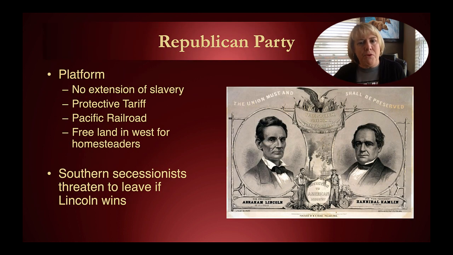At the same time, the Republicans are going to run Abraham Lincoln, and their platform is no extension of slavery. Keep slavery where it is. That's that free soil idea. They want to keep a protective tariff, which will make the manufacturers in the North happy. They want to build a Pacific Railroad, a transcontinental railroad, which is going to make people in the West happy. And they also want to create a homestead legislation, which will give free land to homesteaders who want to move west. That's going to make farmers happy.